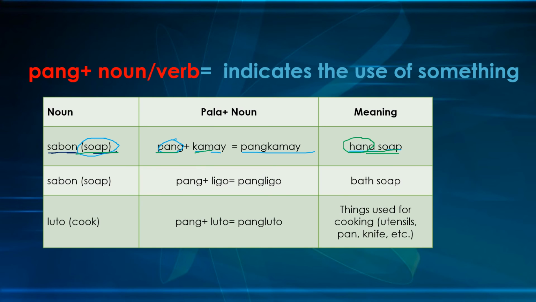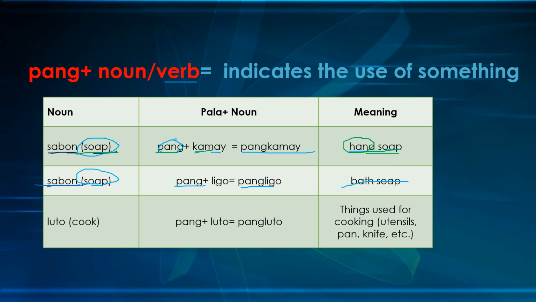Next is still sabon, which is also a soap. Sabon, soap. And we have here the verb ligo. It's like bath, taking a bath, ligo. By adding pang at the beginning plus the verb, we can create the word pangligo. Pangligo. And it now helps us identify that this soap is used for taking a bath, and it's a bath soap.